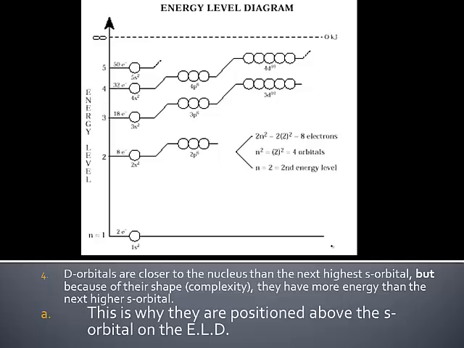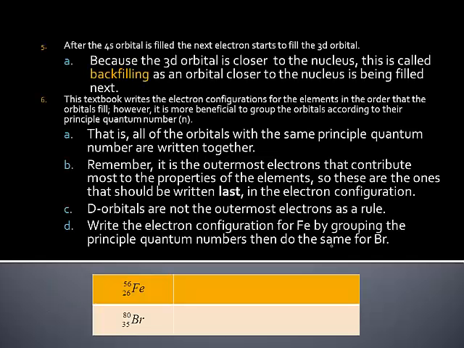What we see is that the 3d are closer to the nucleus than the next highest s orbital. But remember, there's a balancing act here between the distance from the nucleus and the complexity of the shape. And what we see is that the 3d are so much more complicated than the 4s that even though they're closer to the nucleus, the 4s is lower in energy. That's why they're positioned above the s on the energy level diagram.